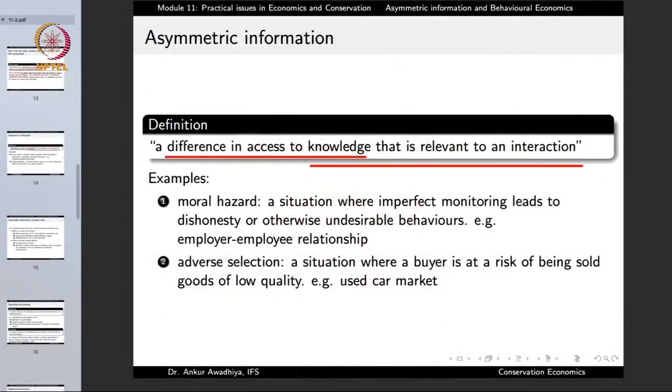And whenever we have a situation of asymmetric information, we start to observe problems. Problems such as moral hazard, or problems such as adverse selection. A situation where a buyer is at a risk of being sold goods of a low quality, such as a used car market. Now, if somebody goes to a used car market to buy a car, then the salesperson in that used car market has much more amount of information about the car that he is selling than the person who has gone to buy the car.